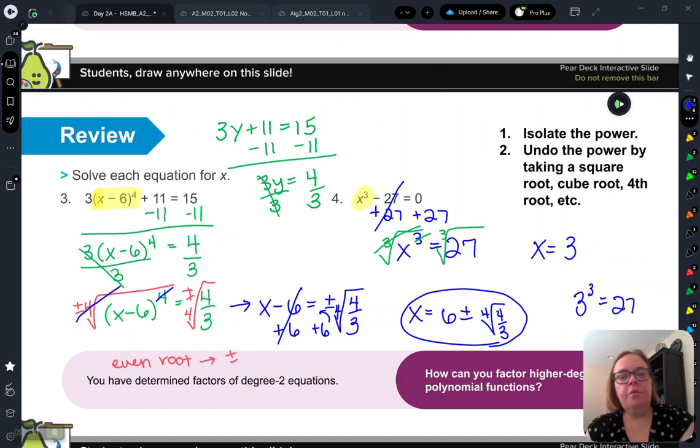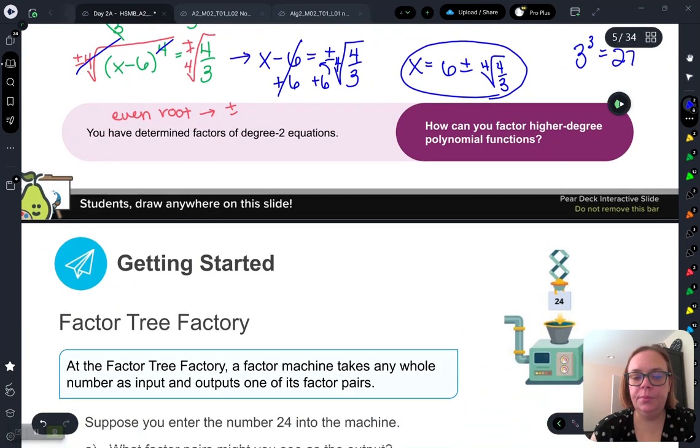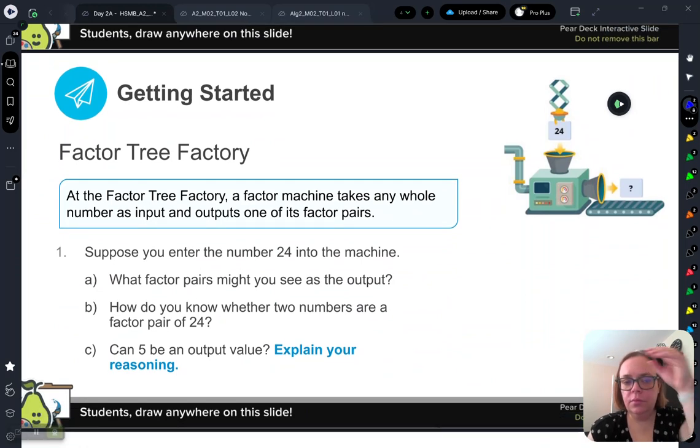Okay, there's our review. So now we're on to the getting started. Make sure you're following along in your book. Okay, so here's our getting started setup. We have factor tree factory.